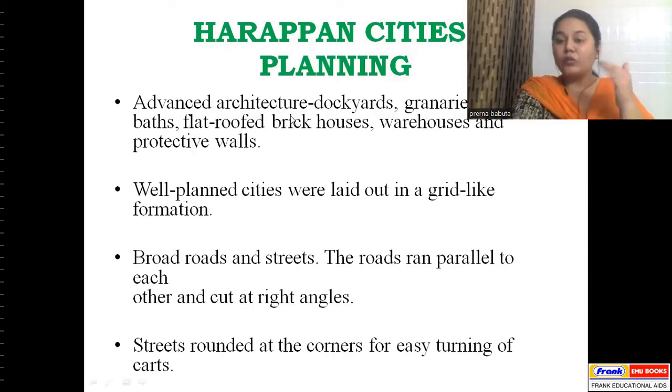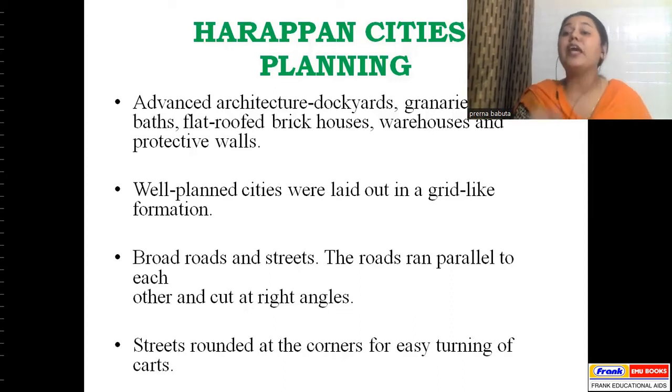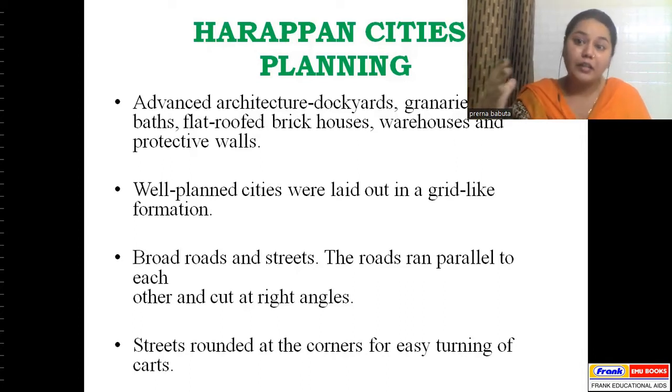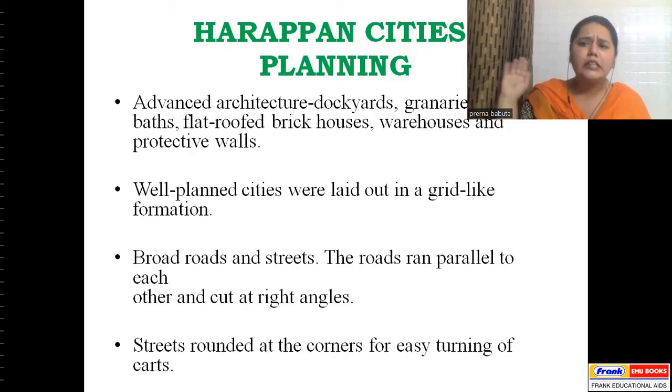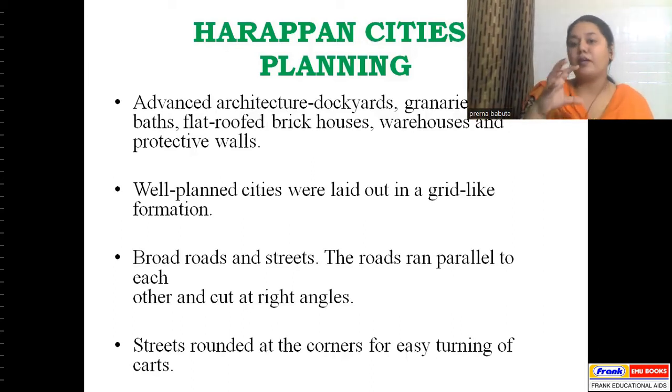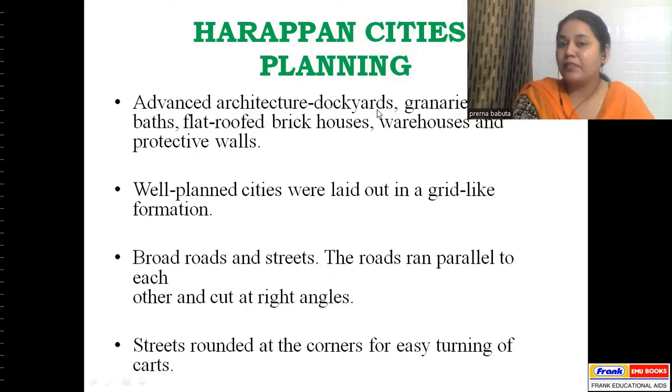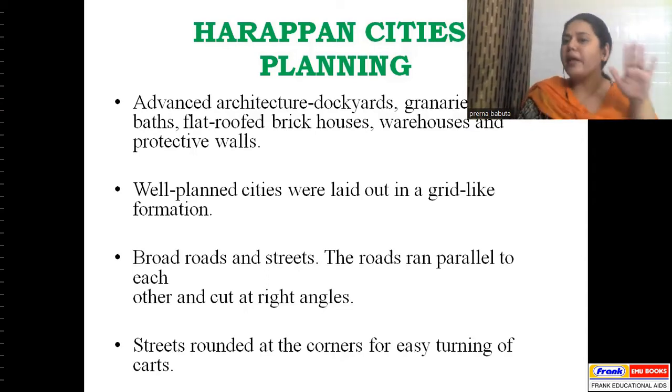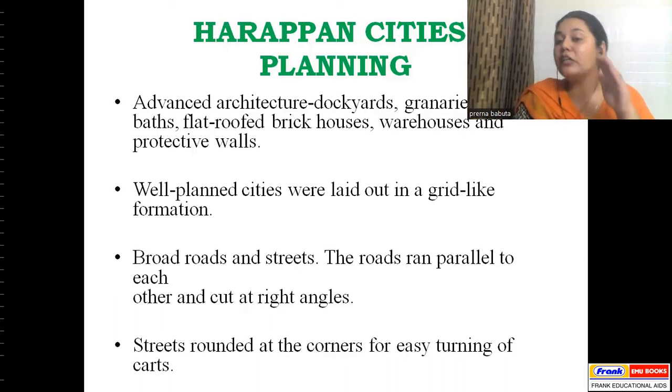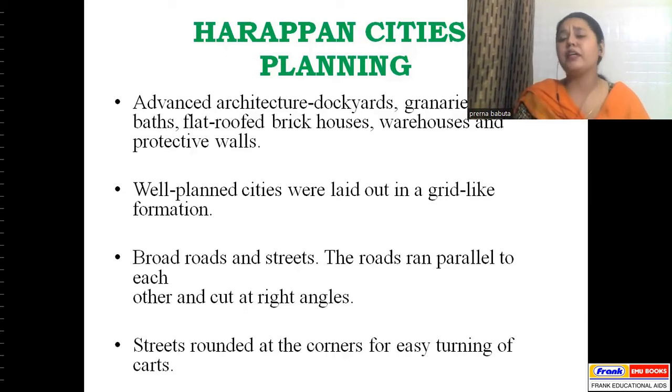Why do we say it was advanced? Because it is way beyond its time. It is something that someone probably did not imagine, but it had already been done. So many centuries back, the planners of Harappa had facilities like dockyards, granaries, large baths, flat-roofed brick houses, warehouses, and protective walls. Imagine the planners deciding to have granaries, proper brick houses, and warehouses.